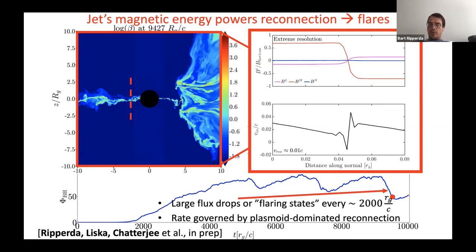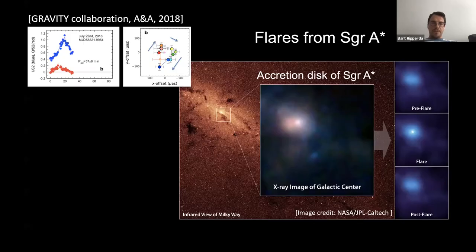And if you do that properly, you will see that the reconnection rate here is 0.01 times the alpha speed, which is the speed of light. So it all aligns with local box simulations in resistive MHD.